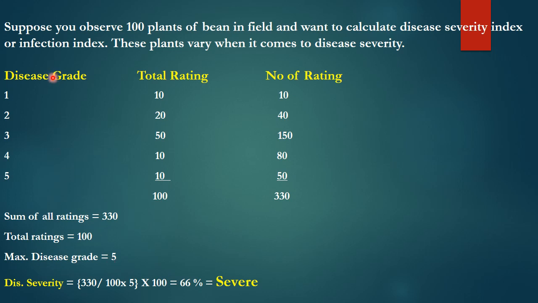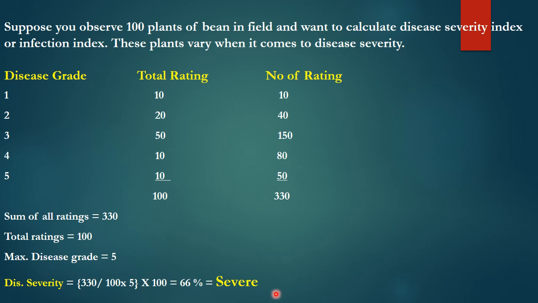If you look at the disease grades, you can find the maximum disease grade is 5. When you put it into the formula, you get that the disease severity index is 66%. It means a severe disease is present in the field, which can lead to crop failure. Or in other words, our bean plants present in the field are largely susceptible against the white mold of the bean caused by Sclerotinia sclerotiorum.